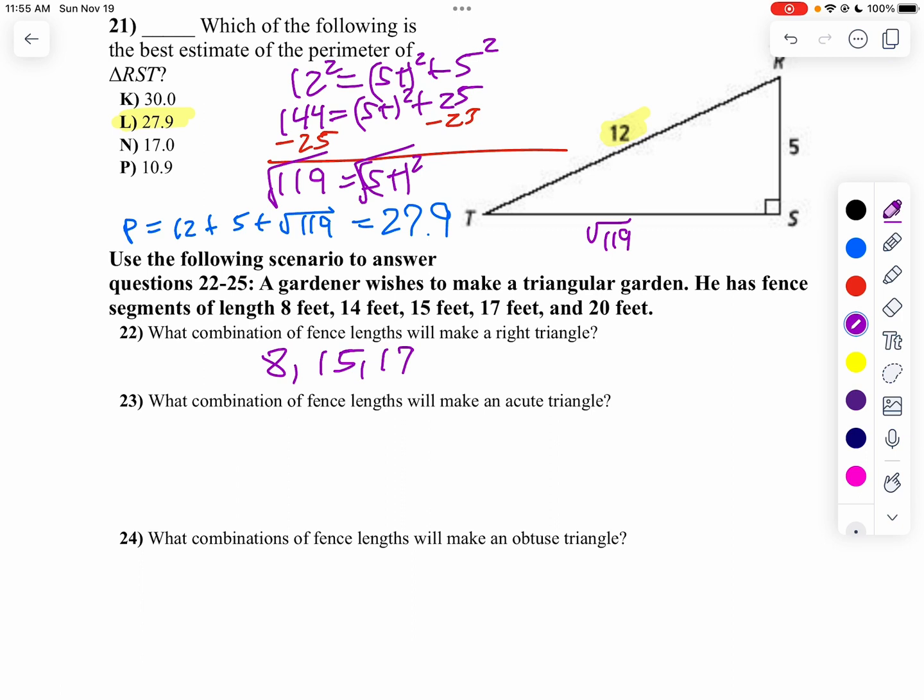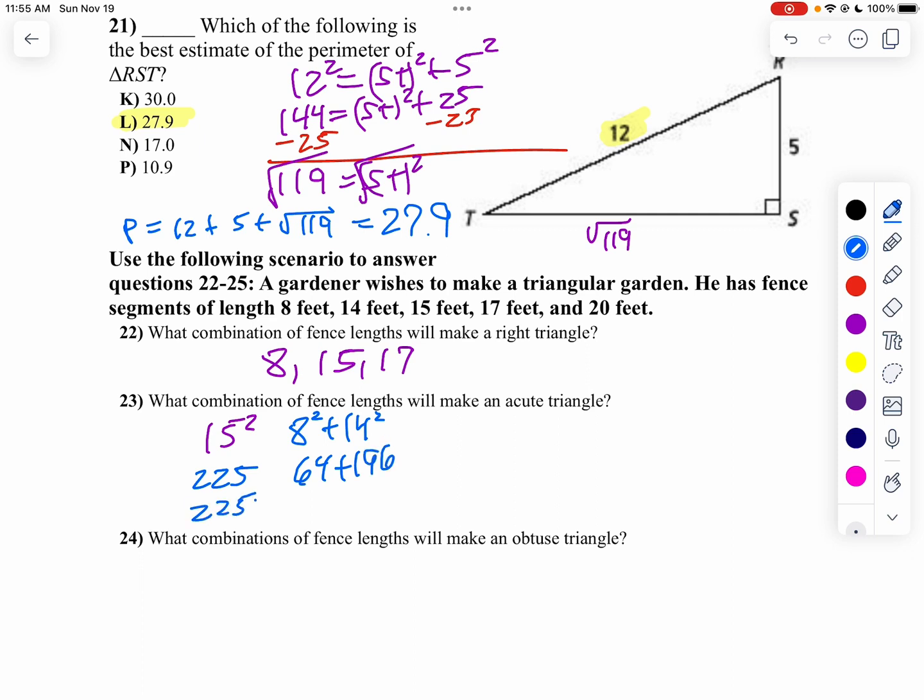Okay, now, what's going to make it acute? Well, acute would probably be the one that's going to be the closest. So I wonder if I do 8, 14, and 15. So let's do 15 squared. Let's compare that with 8 squared plus 14 squared. Well, then I'll get 225 on the left, and 64 plus 196.